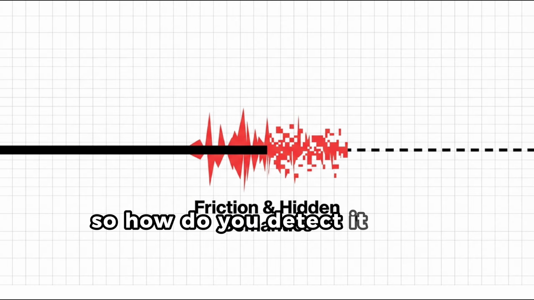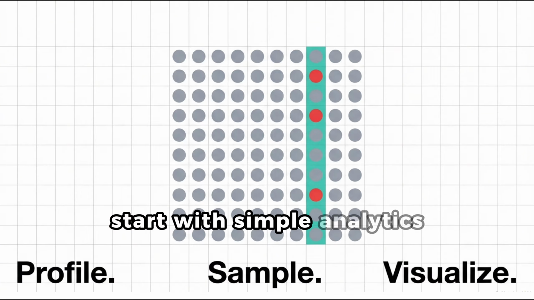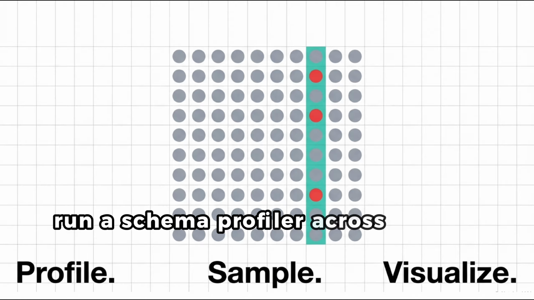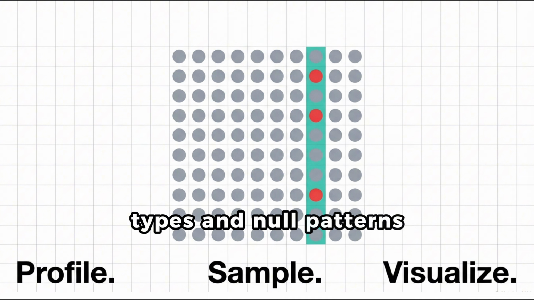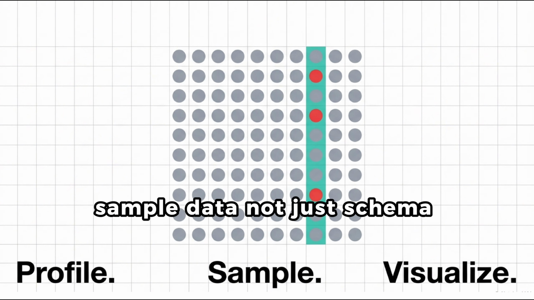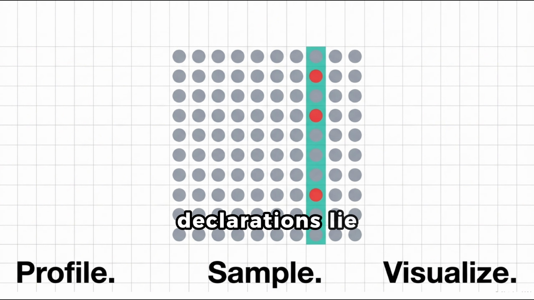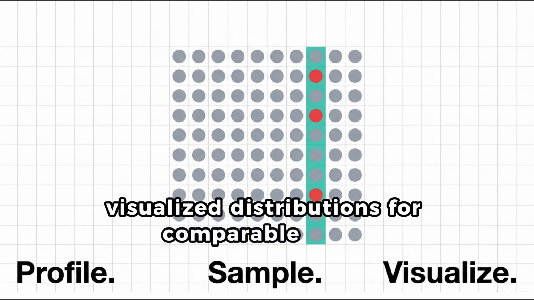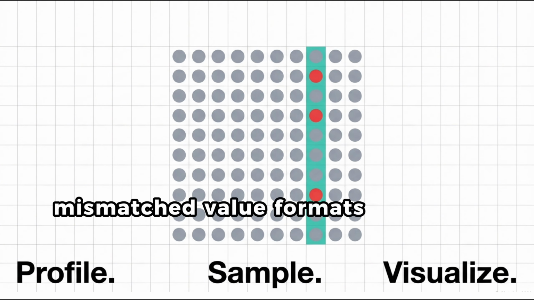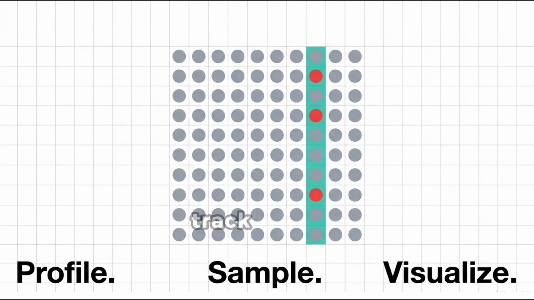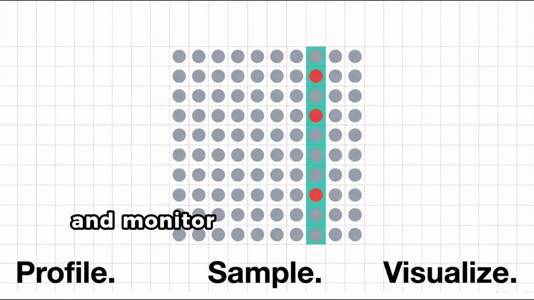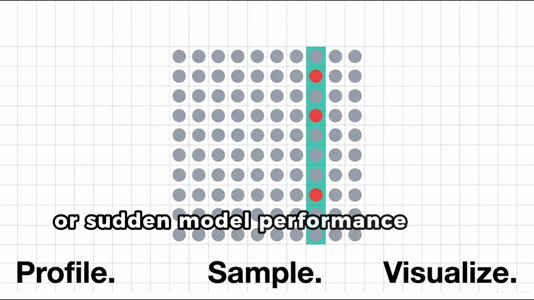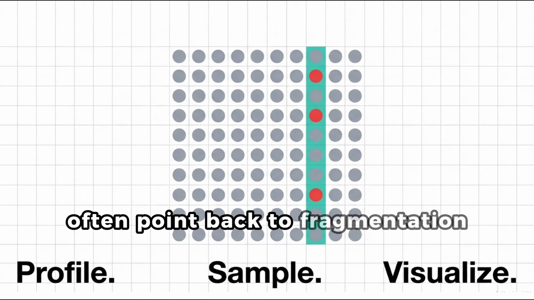So how do you detect it? Start with simple analytics. Run a schema profiler across sources and look for mismatched field names, types, and null patterns. Sample data, not just schema declarations. Declarations lie. Visualize distributions for comparable fields. Mismatched value formats or ranges are red flags. Track lineage. Where did this field originate and how has it changed? And monitor downstream failures. A spike in ETL errors or sudden model performance drops often point back to fragmentation.